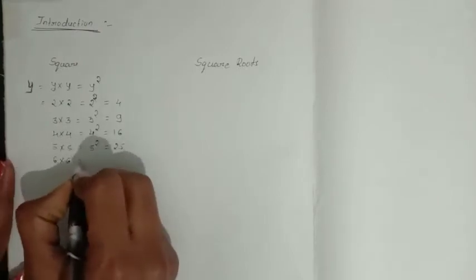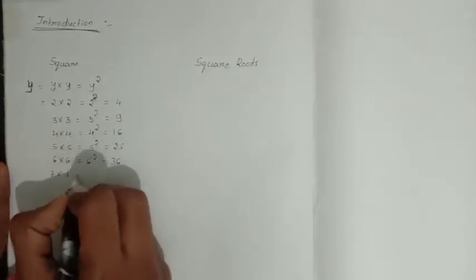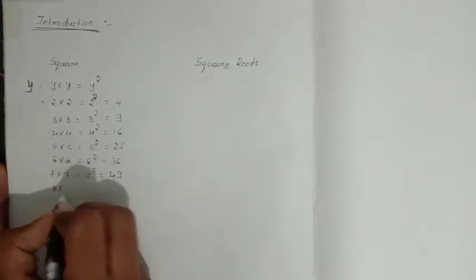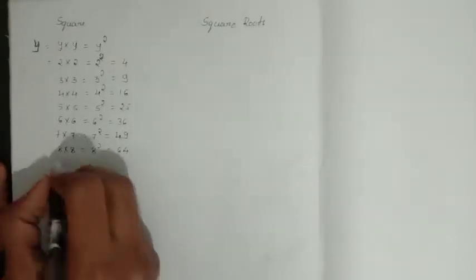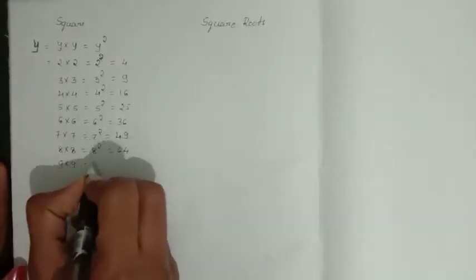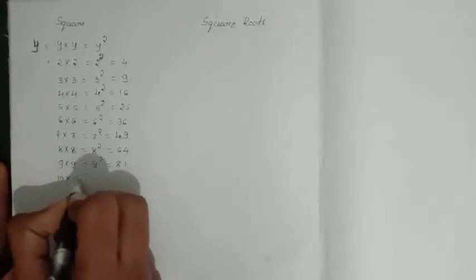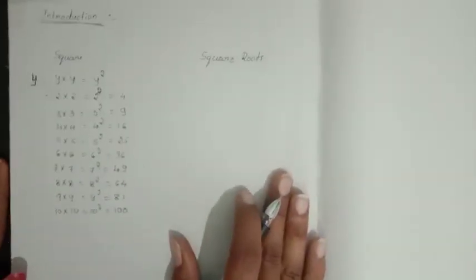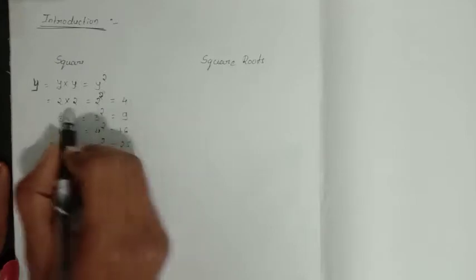I will write only from 6 into 6: 6 square is 36. 7 into 7, 7 square, is 49. 8 into 8, 8 square, is 64. 9 into 9, 9 square, is 81. And 10 into 10, 10 square, is 100. So this is the square of any number and whatever the answer is.